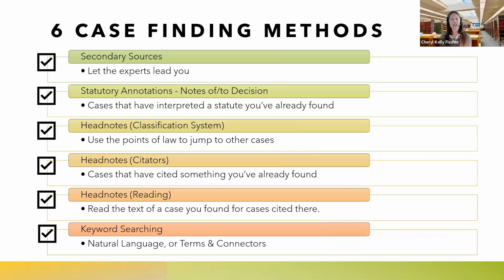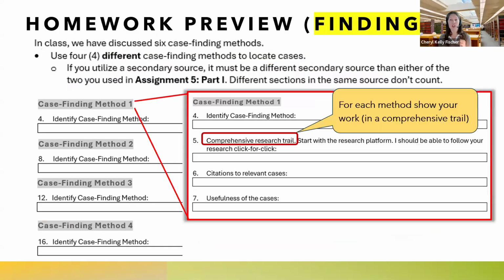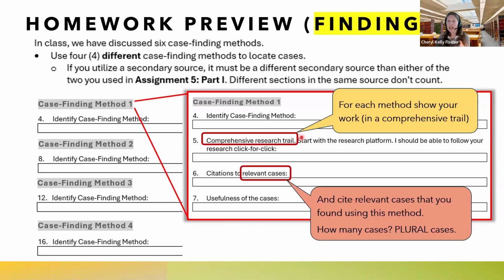Okay, so here's a clean list of the methods that you're going to use on assignment 5, part 2. Nice and neat for you. Now, all of that was case finding. So for each of those 4 methods that you pick, 4 out of the 6, you'll show your work so that I can follow all of your steps in your research trail. And you're going to cite the relevant cases that you found using that method.